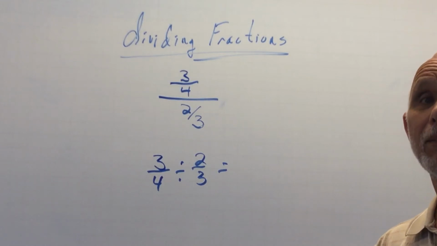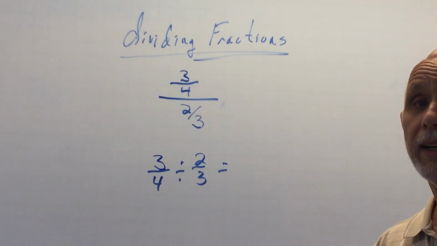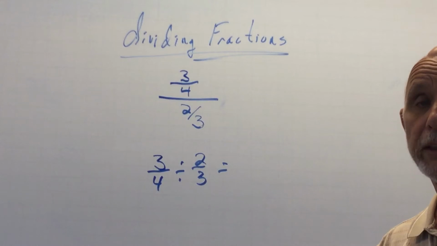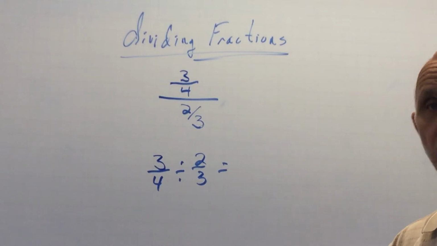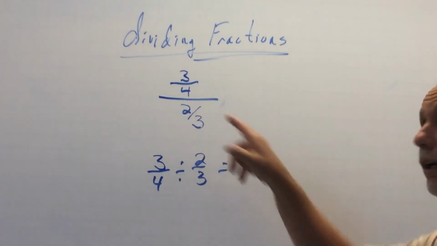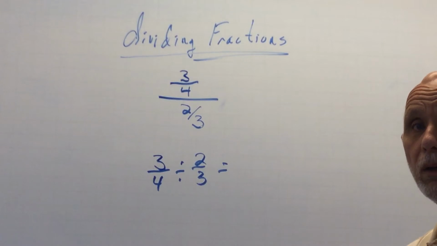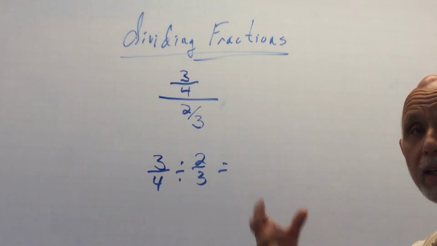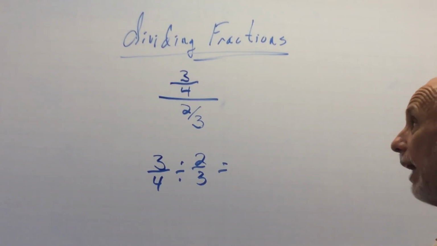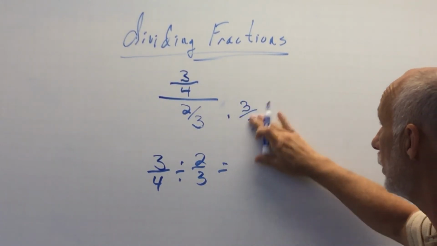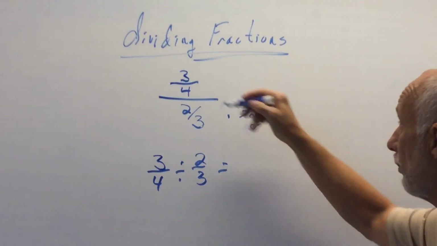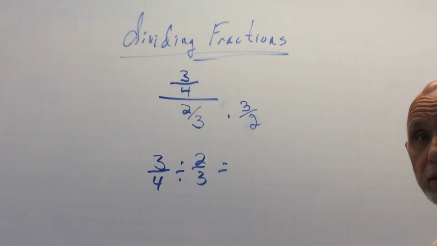Well, think about what we learned the other day in the video. A reciprocal. What's a reciprocal? The number you multiply a number by to get an answer of 1. So if I want to change 2/3 into 1 whole, which then I'd be dividing by 1 and I wouldn't even have to divide, I want to multiply it times its reciprocal, which is 3/2. Remember, reciprocal means to flip it around.